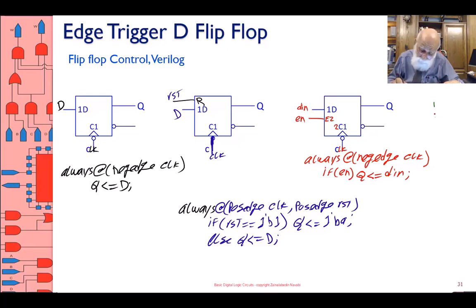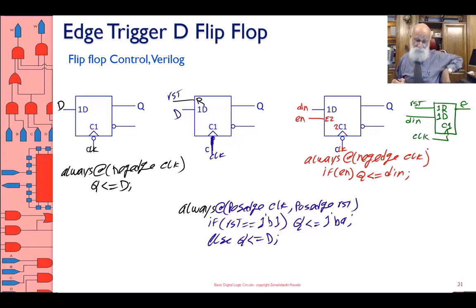So let's do this. This is a flip-flop, rising edge flip-flop, C1, Q. This is 1D, and this is 1R. This is my reset input. This is my D in input. This is my clock input.